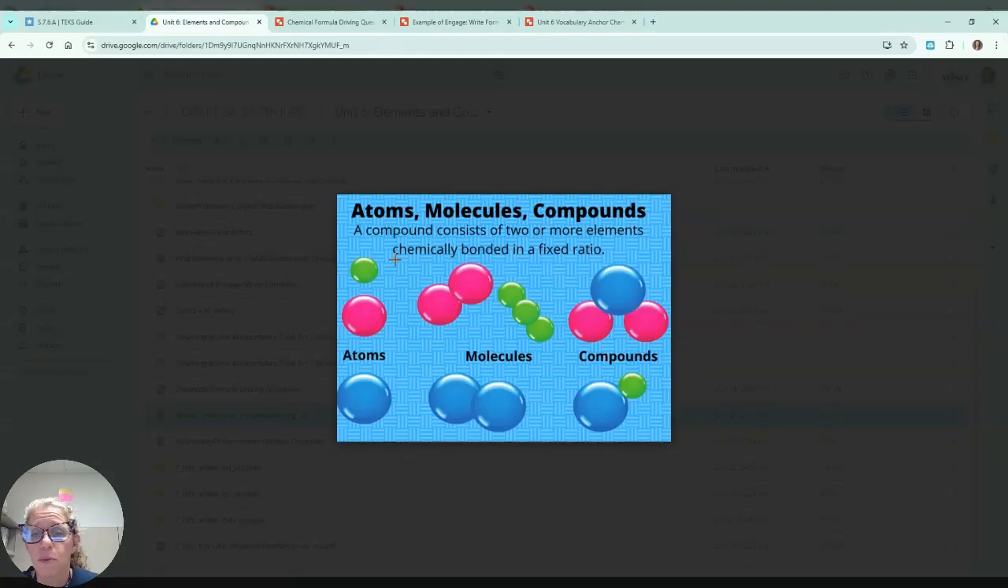So I really would want them to distinguish between a single atom versus atoms that are bonded together. And we call those either molecules or compounds. But I wouldn't put a whole lot of stress on them having to remember the difference between the two.